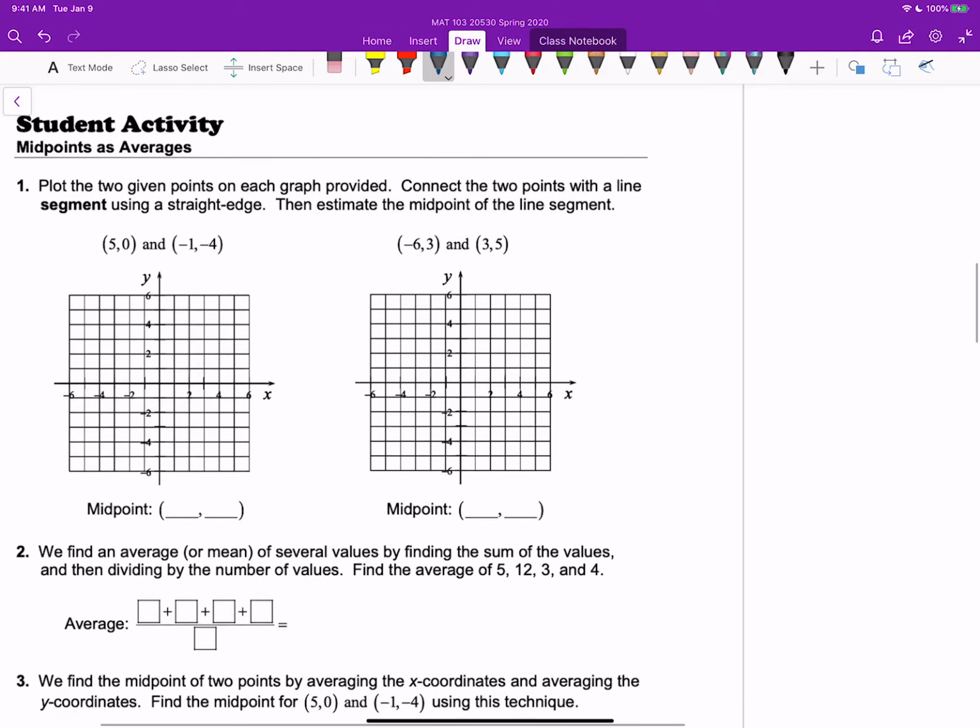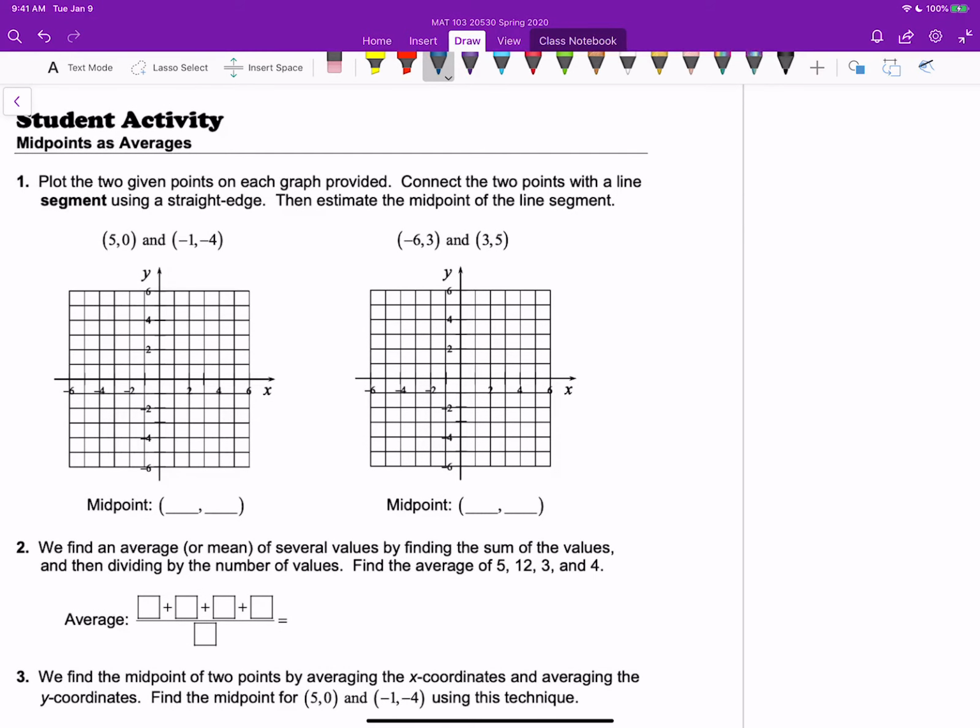Moving on to the second page, midpoints. I'm just going to do one example because midpoints are pretty easy to understand. For example, 5, 0 and negative 1, negative 4. Let's plot these 2 points first. X is 5, y is 0, so the point is right here. And then we have the second point, negative 1, negative 4, which is right here. Let's connect them.